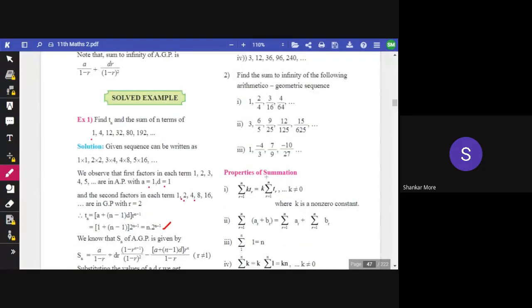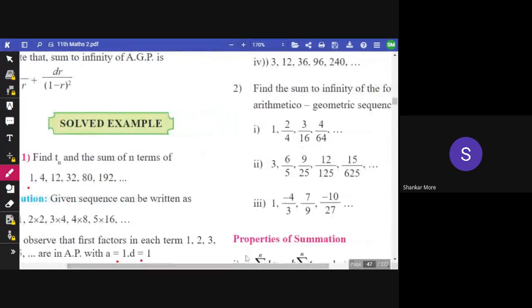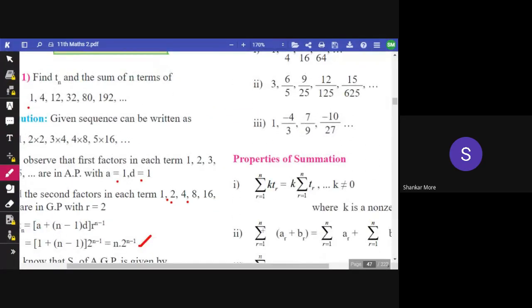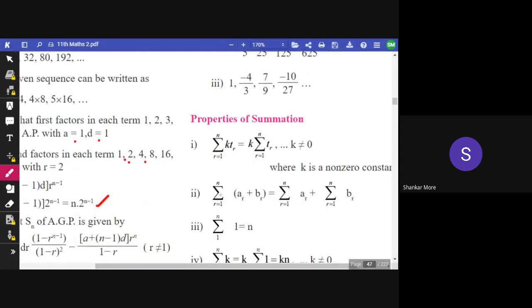Chalo. Properties of summation. Now see, what are the properties of summation? This is the symbol of summation. Summation r equal to 1 to n of k multiplied by Tr. If k is a constant, then we can take the k outside, and k must not be 0. This is a quite general property of summation.